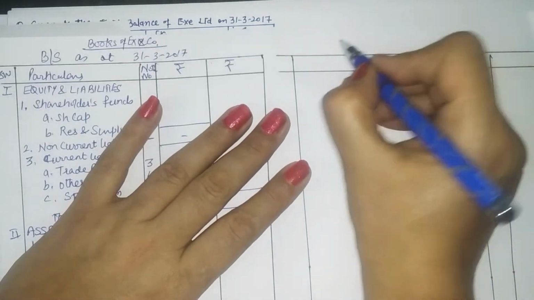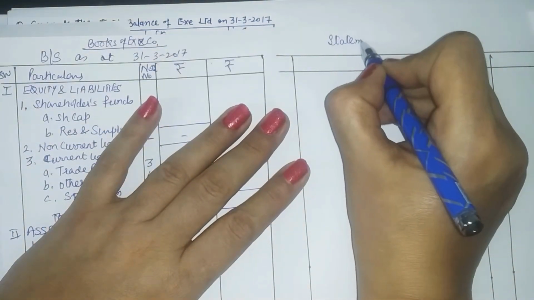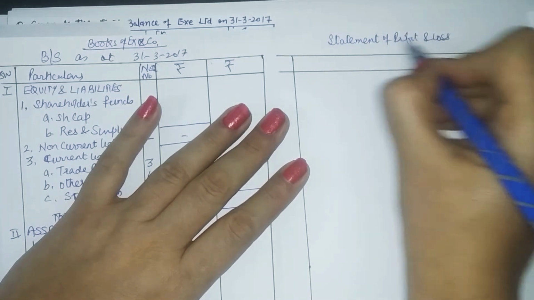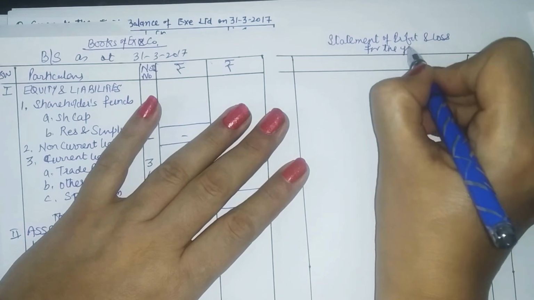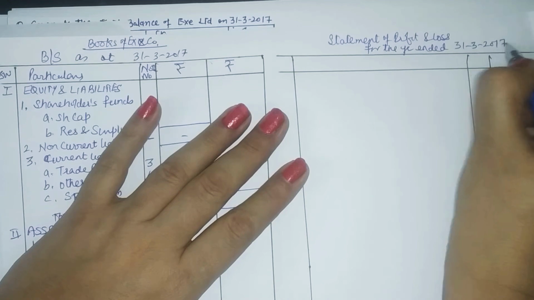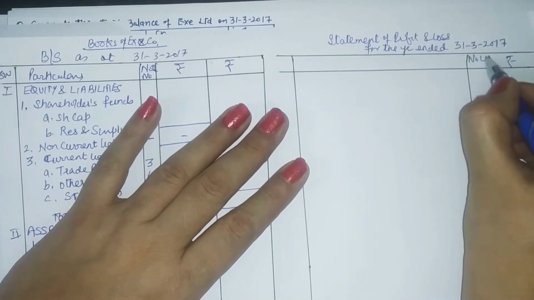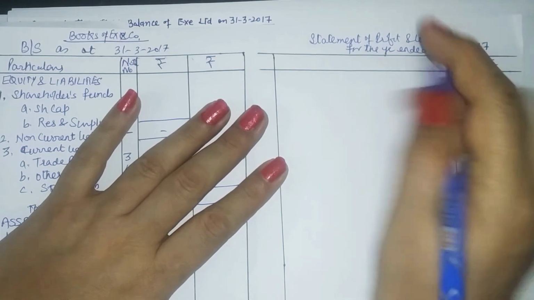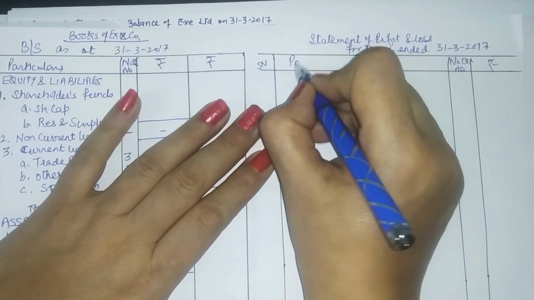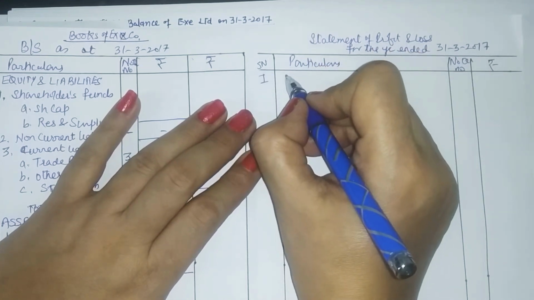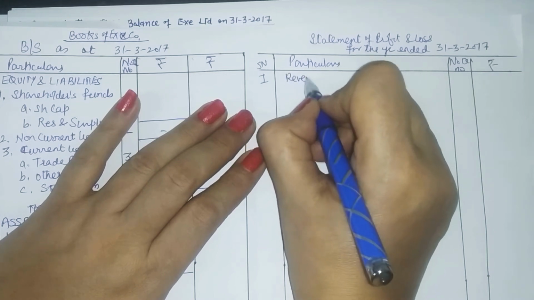Now coming to the second component of our final accounts, that is a statement of profit and loss for the year ended 31st March 2017. Amounts column, note number, because same presentation is there. Amounts are to be written in aggregate. Okay, serial number, particulars. Now, number one category here is income from operations or revenue from operations.